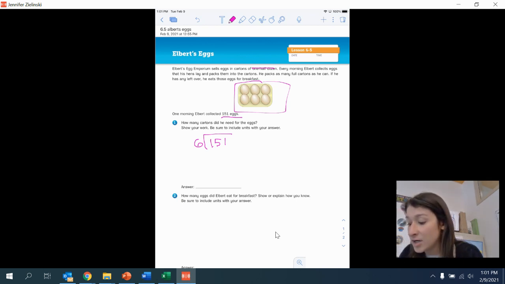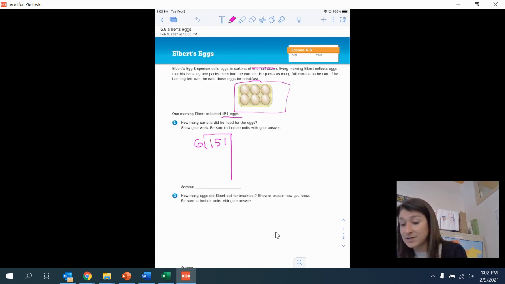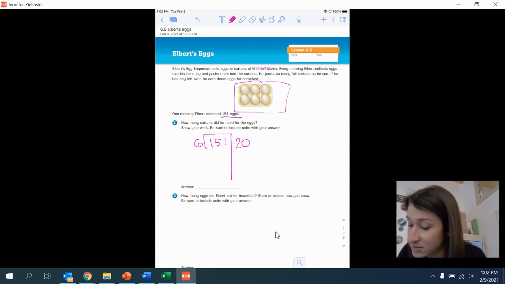So using my partial quotients method, what I want to think about is how many 6s can fit into 151 without going over. I know I could do 10 because 6 times 10 gets me 60, but I wonder if I could go even more. What if I do 20? I know if I do 6 times 20, I will get 120. So I'm going to go with 20 because it gets me a little bit closer to where I need to be.